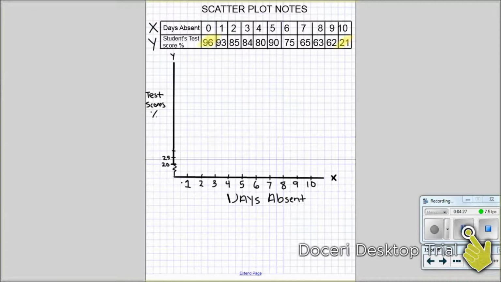25, and I have to go all the way up to fit 96 on there. So we know that 95 isn't going to get the job done. We have to go all the way to 100. So I'm going to give you a minute here to finish labeling your y-axis all the way to 100.